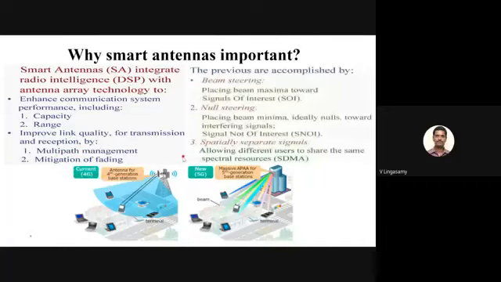Next, these are all accomplished by beam steering. Beam steering means placing the maxima towards the signal of interest. Signal of interest means the user location. Signal of interest is nothing but your user's location basically. Next is null steering.